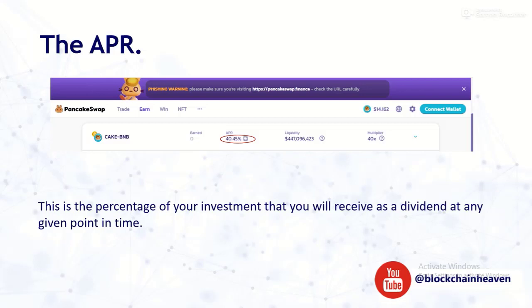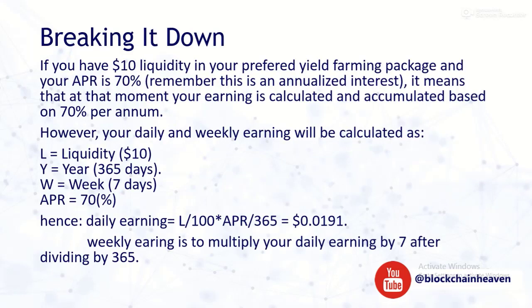The APR is the percentage of your investment that you will receive as a dividend at any given time. Due to the fact that your dividend is paid into your account every moment, not at the end of the year, you can calculate how much you are going to earn per hour or per day or per week. Looking at the APR, you'll be able to calculate and speculate how much you are going to earn within a period of time. So let's break it down.